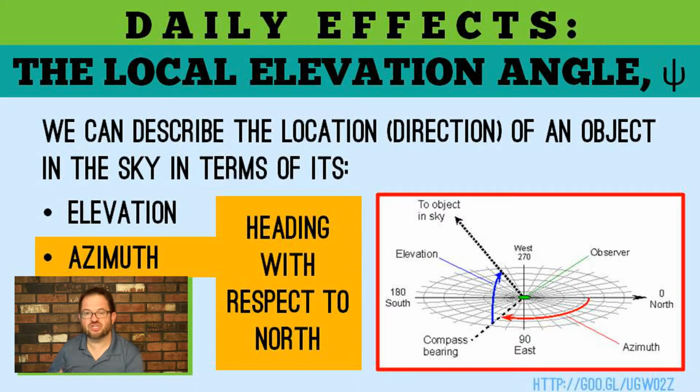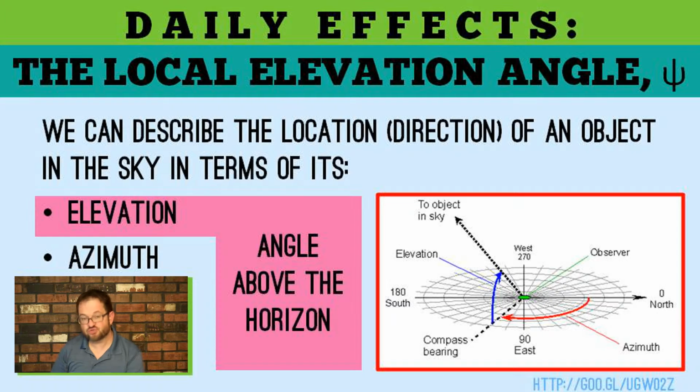So we can describe the location of any object in the sky in terms of its elevation and its azimuth. Its azimuth is going to be the heading with respect to north. So if north, in my case sitting here in my living room, is that way, then azimuth is how many degrees I turn clockwise from north to be in the direction the object is. We'll get to that in the second half of this lecture. But first we're going to be talking about elevation, which is the angle it is above the horizon. As long as you have an azimuth angle and an elevation angle, you can always describe the location of any object in the sky. So we're going to be working with both of these.